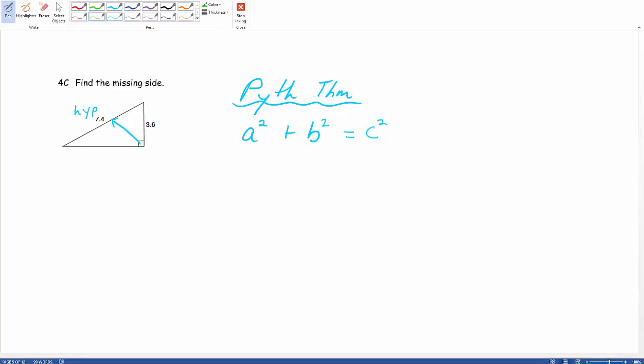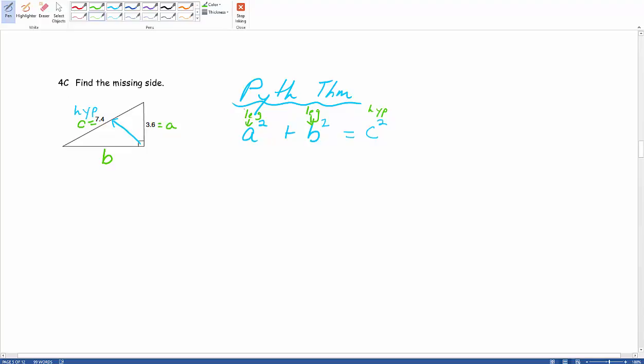Now, when we're talking about our legs, we've already determined which one's the hypotenuse, which is also our C. The legs, it really doesn't matter which one is our A and which one is our B, because again, this is a leg, and this is another leg, and this is our hypotenuse. So we'll go ahead and say that this 3.6 is our A, and this missing side, we'll call B, that we don't know what he is right now.